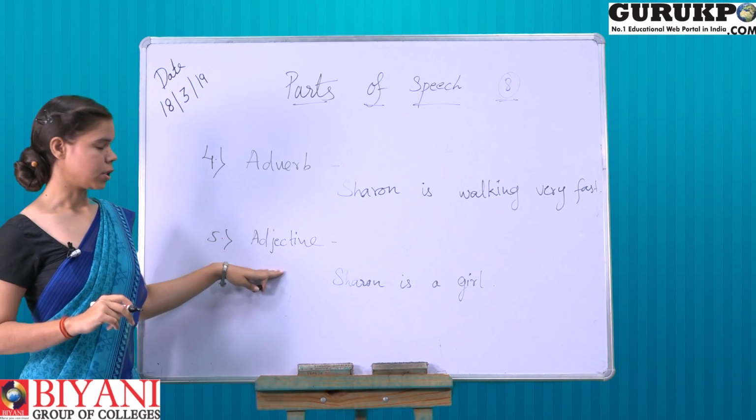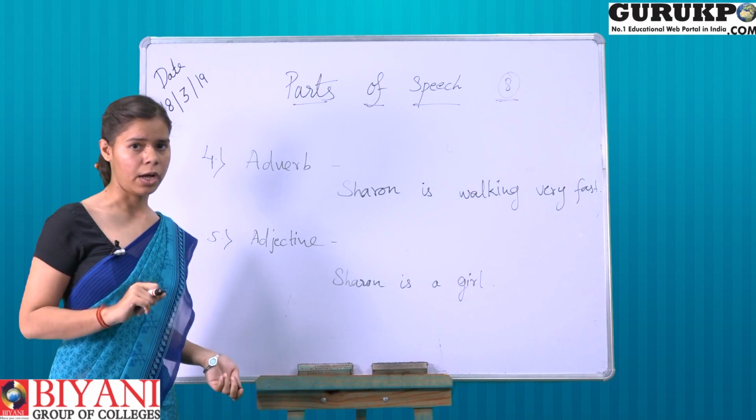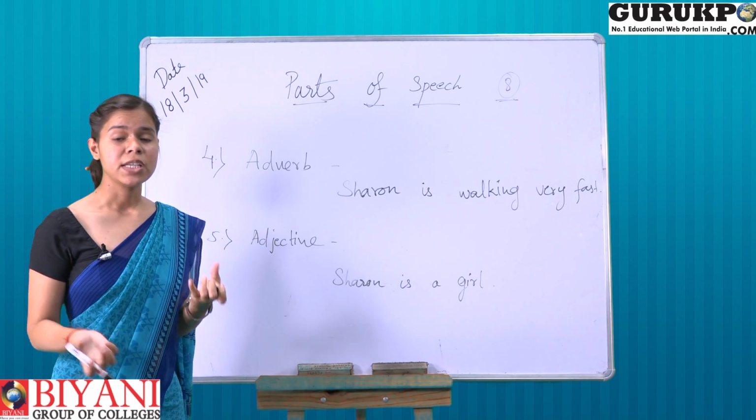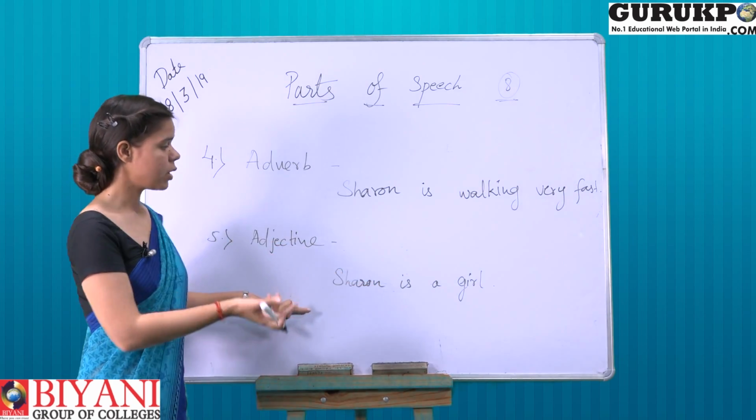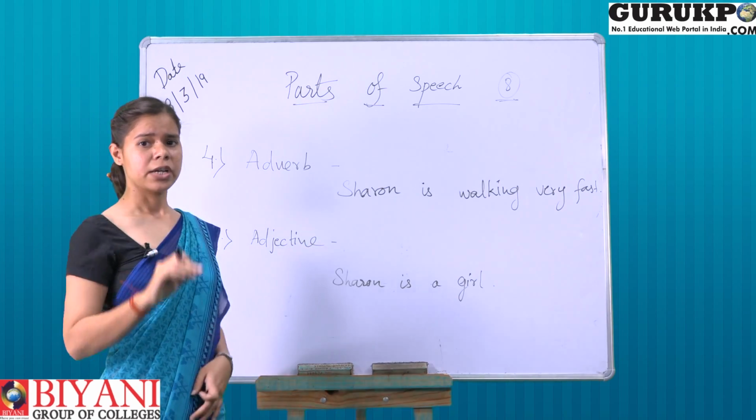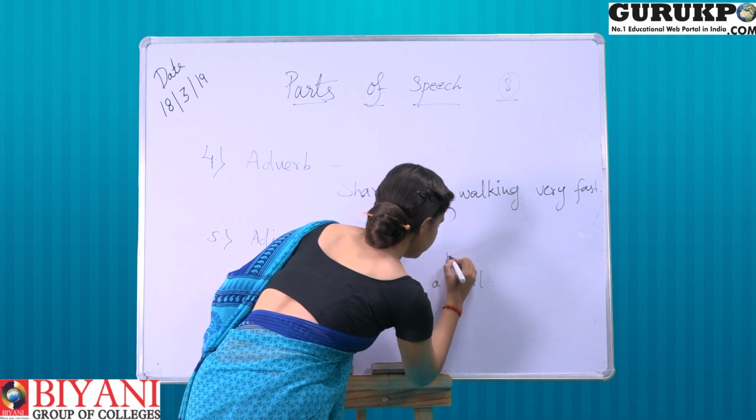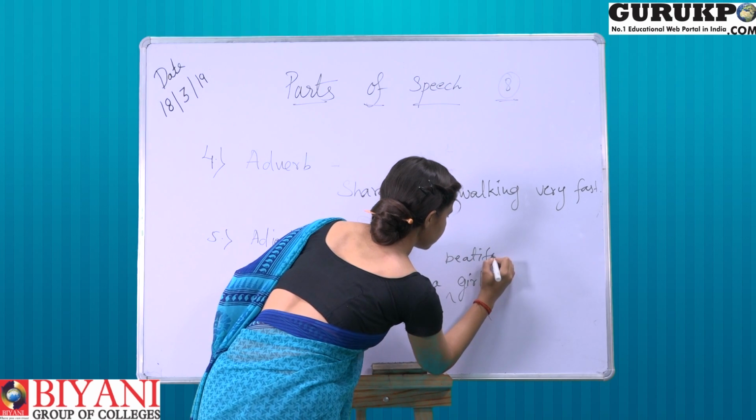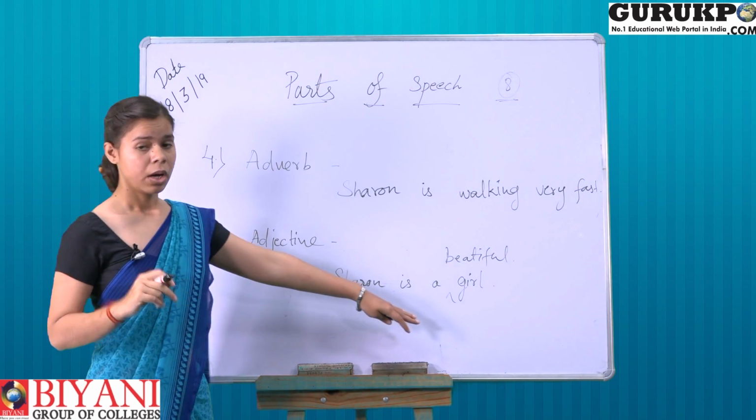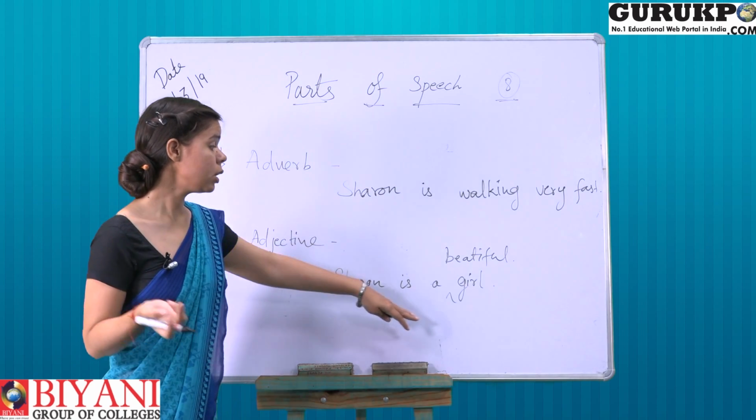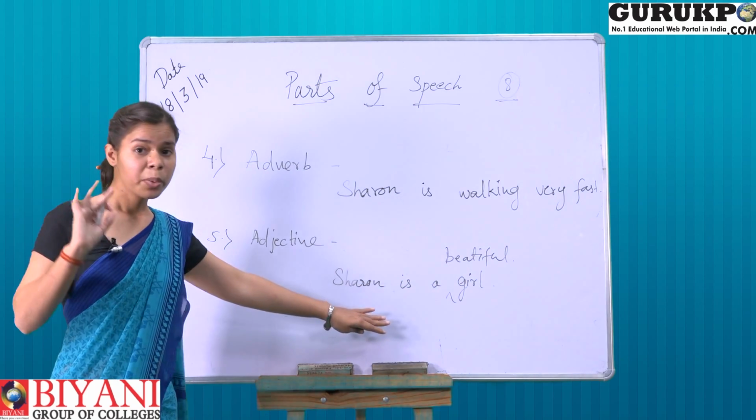Next, adjective. What are adjectives? Adjectives are the words which modify nouns, right? They give the qualities of the nouns. For example, Sharon is a girl. This gives us the information that Sharon is a girl. But when we say Sharon is a beautiful girl, when we add beautiful to the sentence, we come to know how the girl looks. So this is modifying the noun girl. Okay, Sharon is a beautiful girl, right?